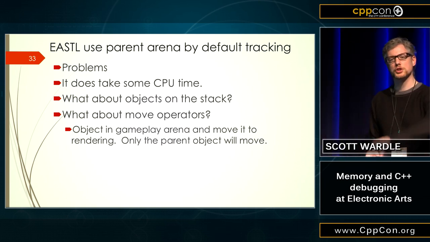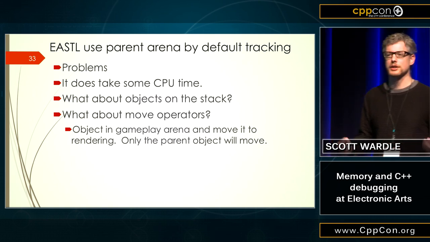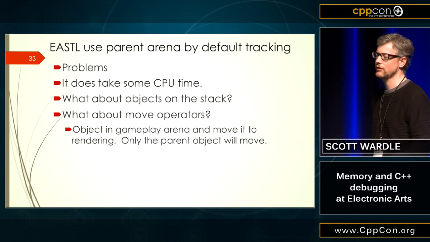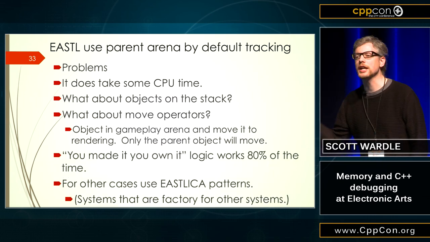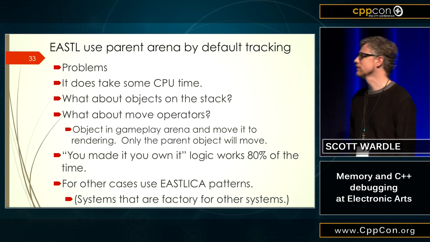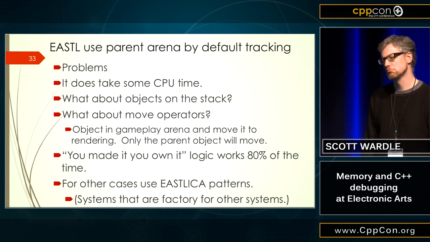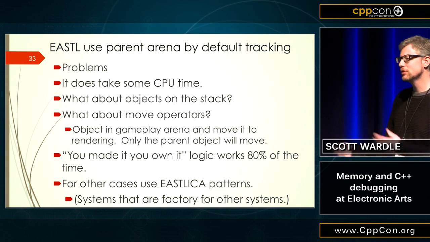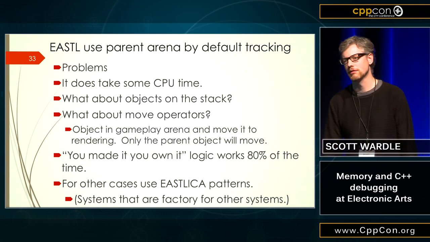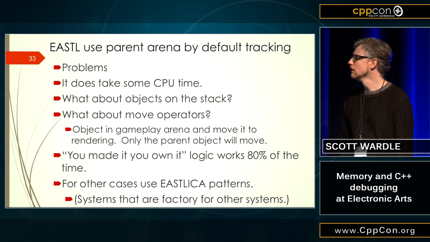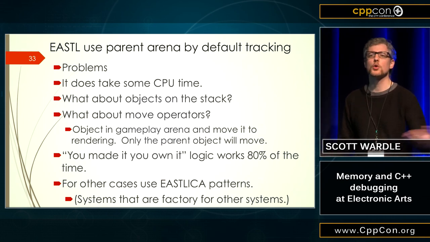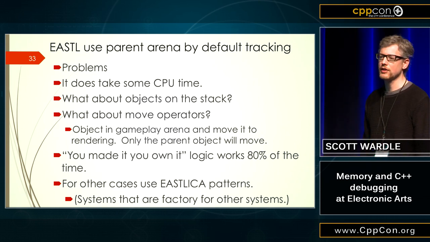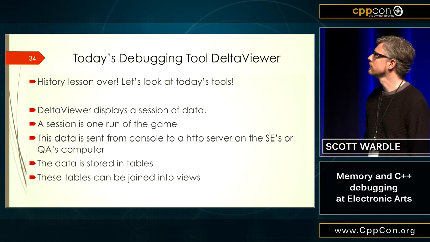Obviously, if you want to change ownership between systems, it's not going to work. It's going to move the vector, but it's not going to move the underlying allocation of all of the players. But it works 80% of the time, and maybe that's good enough. You made it, you own it. Not a bad rule. For other cases, maybe you could use an Estelica-like pattern. That's a good idea for a factory, like localization or something like that, where you didn't want to keep ownership of everything you created. Maybe that's a good idea.